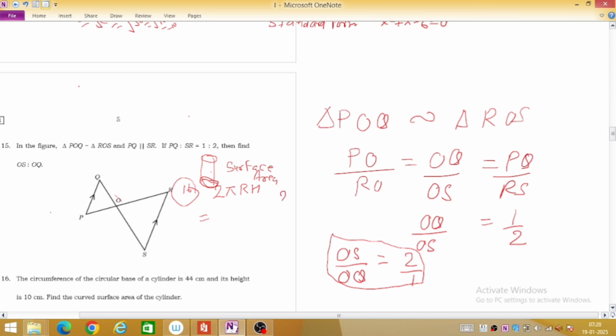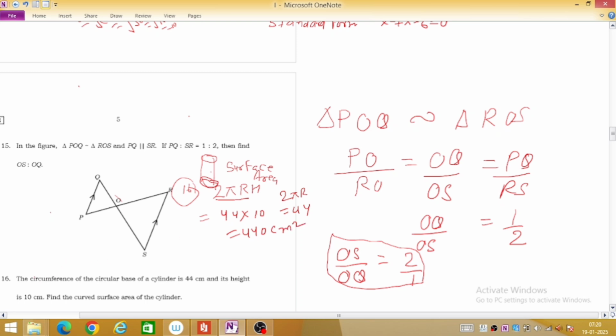The 2 pi r value is given as 44. Then you multiply 44, which is the 2 pi r value, and the h value is 10. Then the answer is 440 centimeter square.